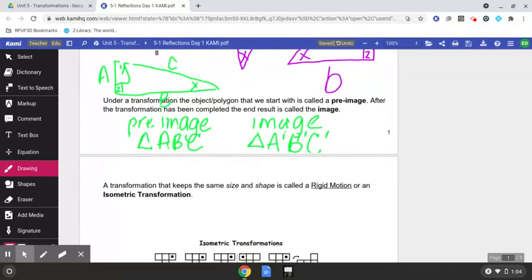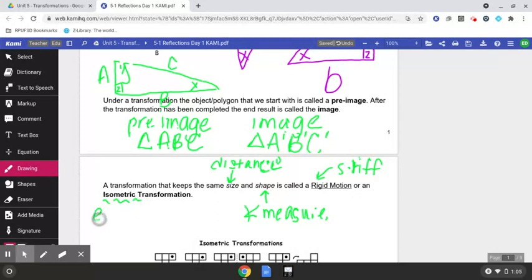So a transformation that keeps the same size, which means that my distance doesn't change in my object, and it keeps the same shape, which would mean the angle measures stay the same, it's called a rigid motion. Think of the word rigid, I mean like stiff. So the shape of my object is not changing at all, right? It's an isometric transformation, which just means it's of equal measure.